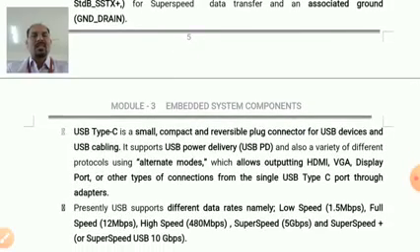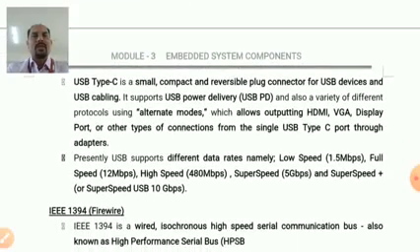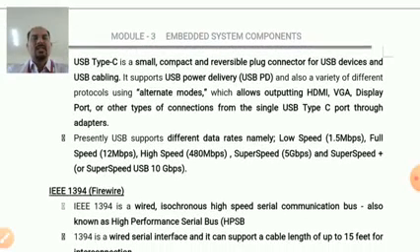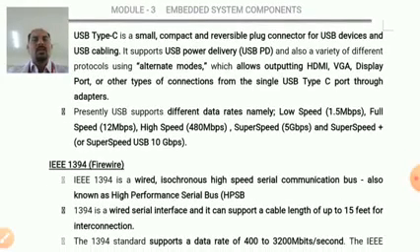USB Type-C is a small, compact and reversible plug connector for the USB devices and USB cable. It supports USB power delivery using alternate modes, allows outputting HDMI, VGA, DisplayPort and other types of connections from the single USB Type-C port through adapters. This USB supports different data rates, namely low speed 1.5 megabits per second, full speed 12 megabits per second, high speed 480 megabits per second, super speed 5 gigabits per second, and super speed plus, that is up to 10 gigabits per second.